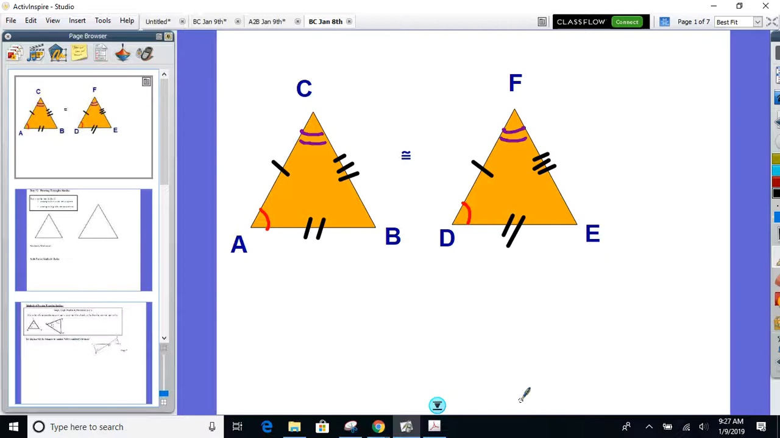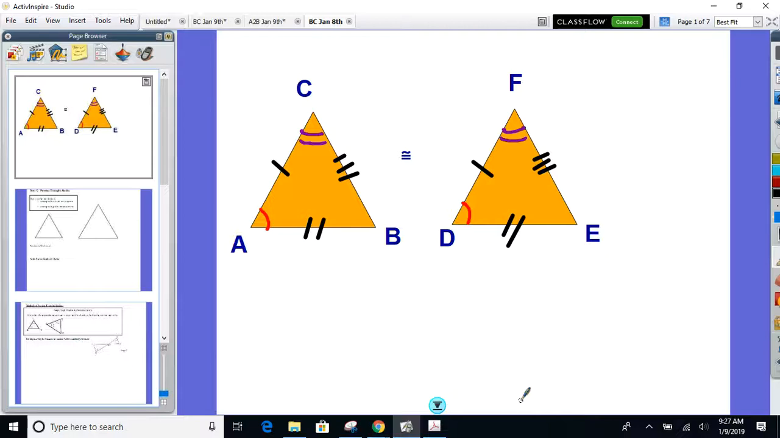By the way, quick question before I move on. Why didn't I mark B and E congruent? Why don't I need to mark B and E congruent? How do you know they're congruent? Ooh, yeah. Third angles theorem. Yep. Good review. All right, so here's what we're doing today.